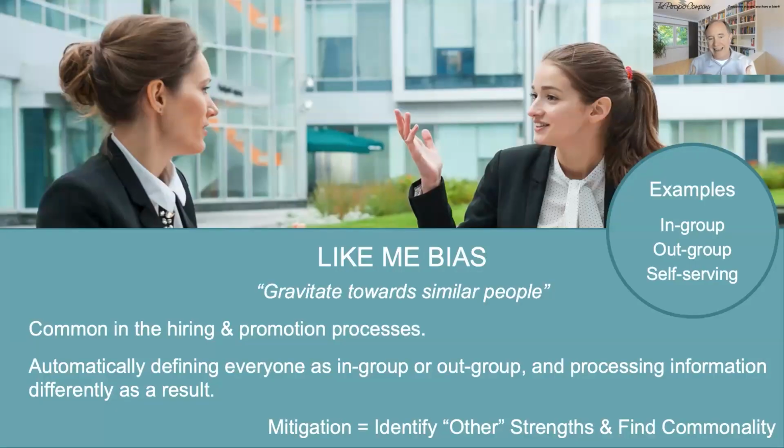We're going to go through each of these five common cognitive biases, and I'm going to do my best to apply them through the lens of HR within the workplace. So, like-me bias. This is our innate default behavior of gravitating towards people who are similar to us. Like-me bias is sometimes called similarity bias, sometimes called affinity bias, but it's this tendency that we have to gravitate towards people who are like us.